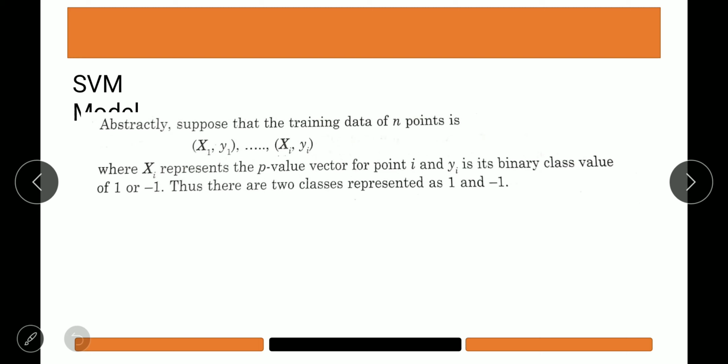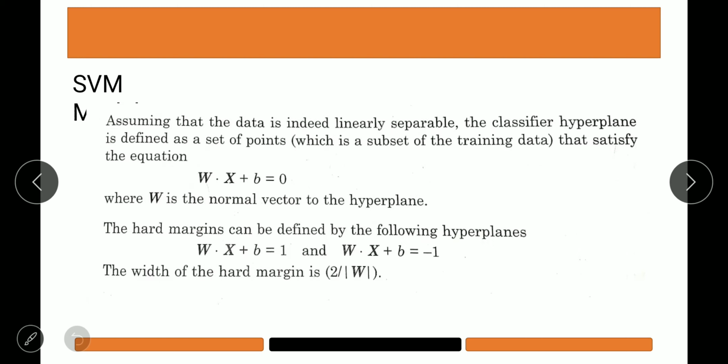So thus there are two classes represented, that is 1 as well as minus 1. Assuming that the data is indeed linearly separable, what is your aim? You have to check whether the object belongs to minus 1 or plus 1. So you assume that the data is indeed linearly separable.